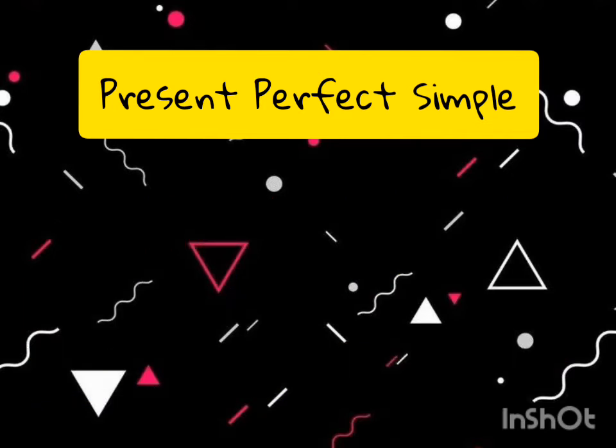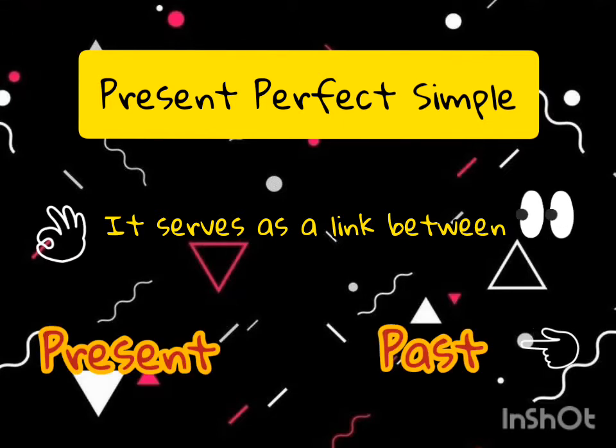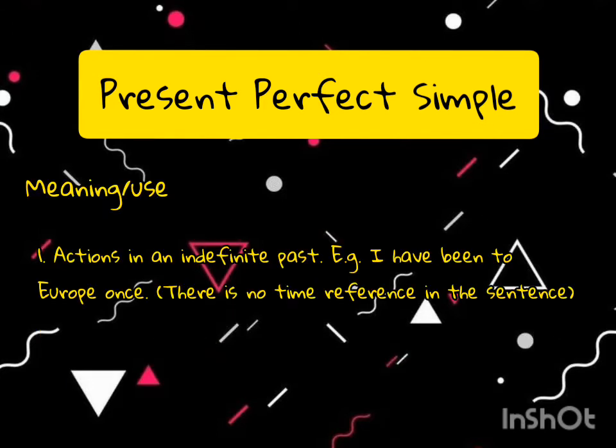Something that you must take into consideration is that the present perfect simple is a tense that serves as a link between the present and the past. The uses of the present perfect simple are the following. Number 1, to speak about actions in an indefinite past. For example, I have been to Europe once. There is no time reference.